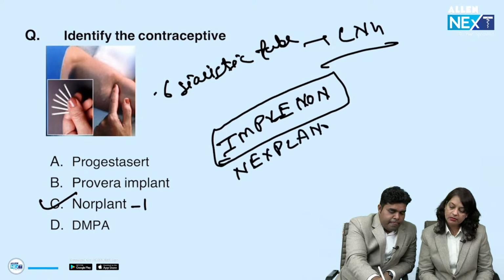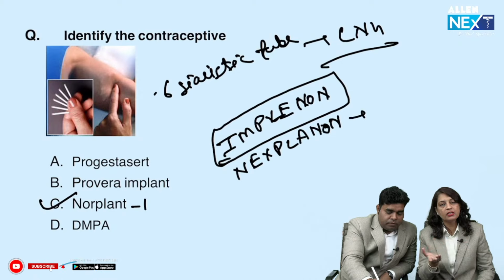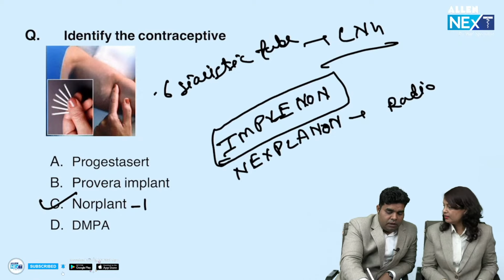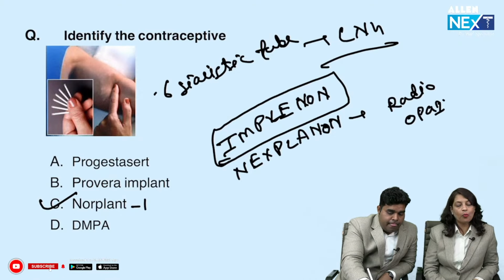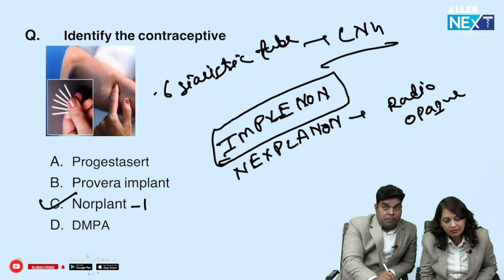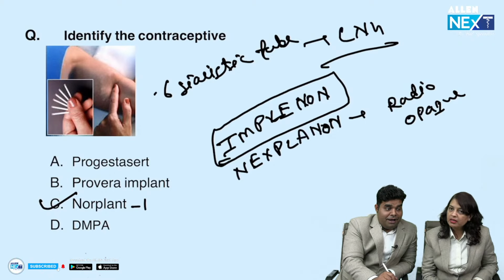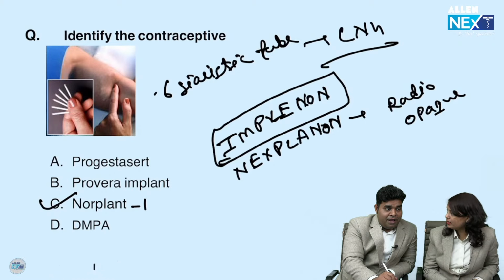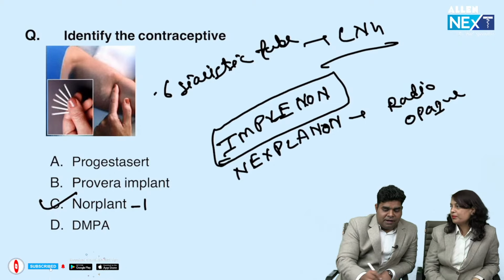Whenever we want to check, we can just get an X-ray done and we can see. Now, what is the radio-opaque material in the copper T? Is it copper or is it something else? The answer is barium actually. Barium is radio-opaque and copper is for contraception.